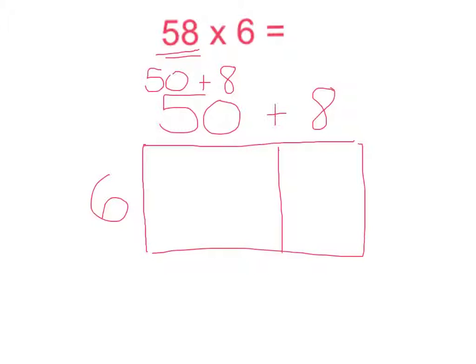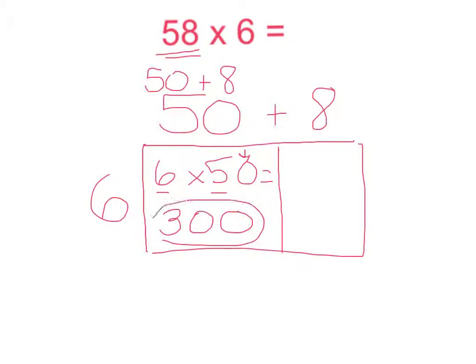And now I need to write the equations that represent the area of each of these parts of the rectangle. So this is 6 times 50, which equals, I know 6 times 5 is 30, and then I'm going to tack on a 0. And this is my area of this smaller rectangle, the area of this part of the rectangle. And then for this part, it's 6 times 8, which is 48, and that's the area of this part of the rectangle.